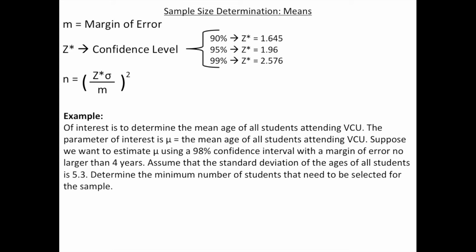So notice that we are looking at a parameter of interest as mu, which is why our formula has changed. And inside the problem, we can identify our margin of error as 4. We see that we're trying to calculate a 98% confidence interval, which gives us a z-star of 2.326. And we know that our standard deviation is given as 5.3. So using these three values, we can solve for n using our new formula.